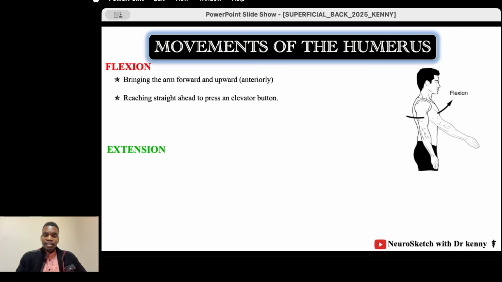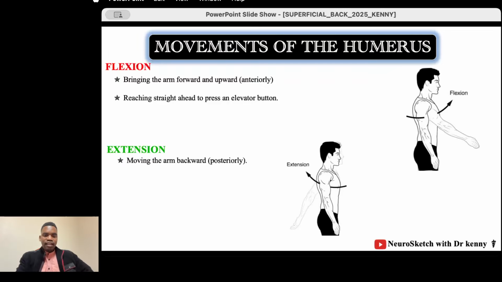Then extension is pulling the arm posteriorly, backward, the opposite of flexion. For example, when you are talking on the phone and you want to grab the door handle and close the door, you are taking your arm back to grab the doorknob to close, and that is extension.